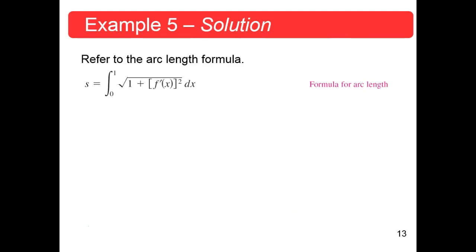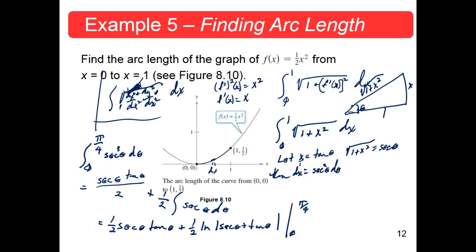I think I've got it all in there. So let's do our evaluation. Do I recall what secant of pi over 4 is? 2 over root 2, which I think is root 2, right? Yeah, exactly. So it's 1/2 of root 2. And what's tangent of pi over 4? 1. Okay, I can handle that.